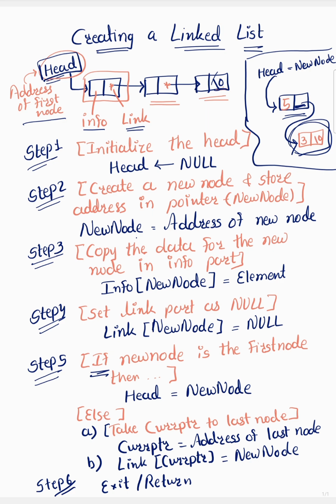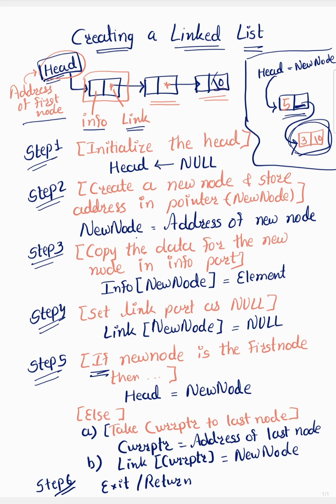Then if the new node is the first node, that means I don't have any linked list, then simply I need to assign head is equal to new node, right? But if there is already one node available, 1, 2, 3, any number of nodes, then we need to take one current pointer, right? And as of now we are assuming that current pointer is equal to the address of the last node, but we need to do it manually using a traverser, and then link of current pointer is equal to new node, and that's it. Yes, your linked list is created, right? So I hope you understood this.